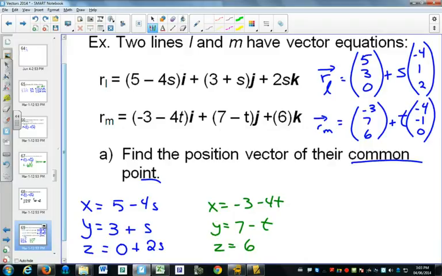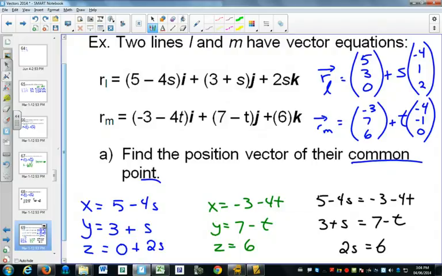Now, in order for them to cross, they're going to have to be equal. So the x-coordinates would have to be equal, which would mean that 5 minus 4s would have to equal negative 3 minus 4t, because if they have a common point, the x-coordinates would be the same. Same thing happens with the y-coordinates. Our 3 plus s would have to equal 7 minus t. And our z-coordinates would have to be the same. So 2s would have to equal 6.